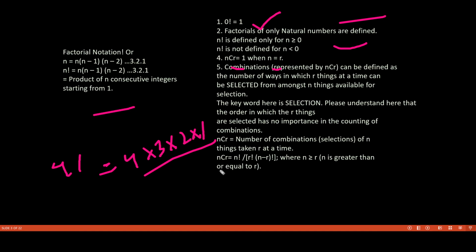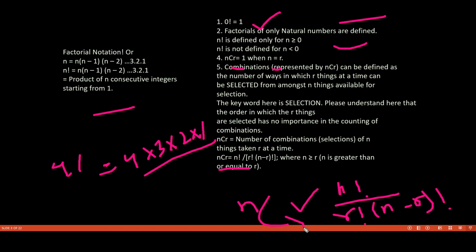And what is nCr? nCr is factorial n upon factorial r into factorial n minus r. This is the number of combinations that we have. This is how we denote nCr mathematically. Alright, let's move on.